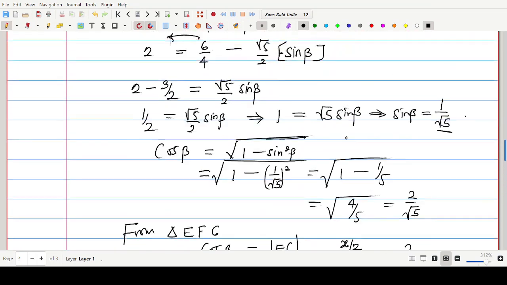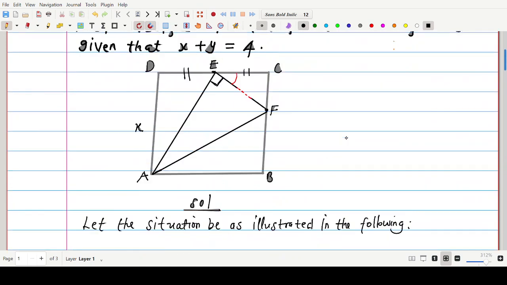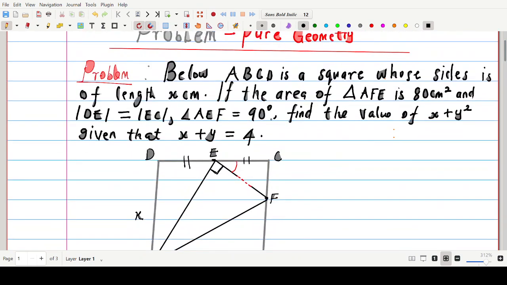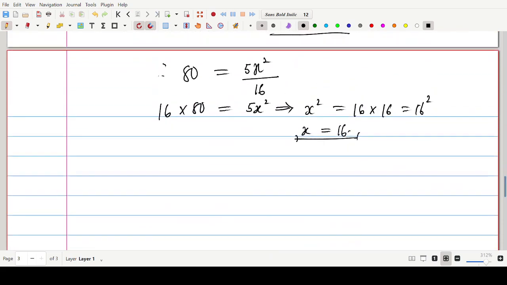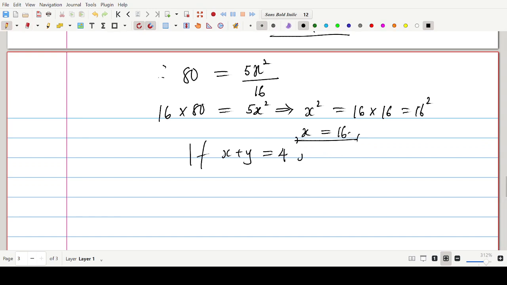Now we cannot get y. We are given a condition from the statement of the problem. What is the condition? The condition is over here. They said find the value of x plus y squared, given that x plus y is equal to 4. So we can say now, if x plus y is equal to 4, then our y is equal to 4 minus x, which is 4 minus 16, and that will give us minus 12. So my y is minus 12.